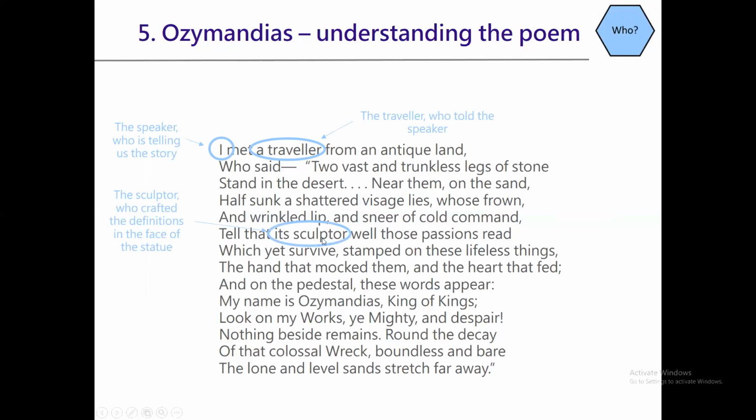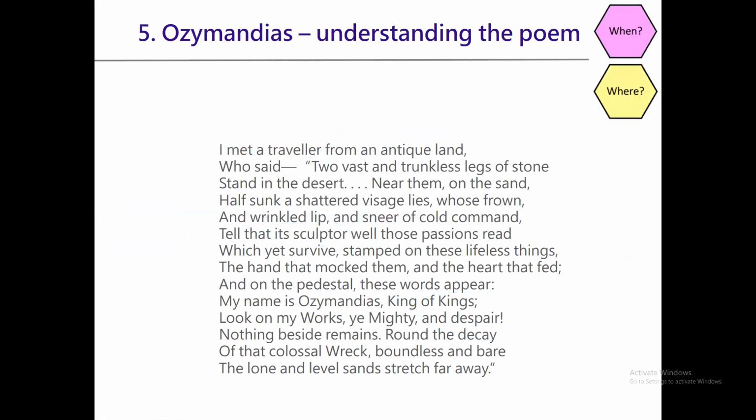Another person in it is the sculptor. The focus of the poem is largely the actual monument itself, and therefore Percy Shelley focuses a lot on the sculptor who made it. Obviously, Ozymandias is part of it. And ye mighty, what that phrase means is basically all other kings and powerful people in the world, all other rulers.